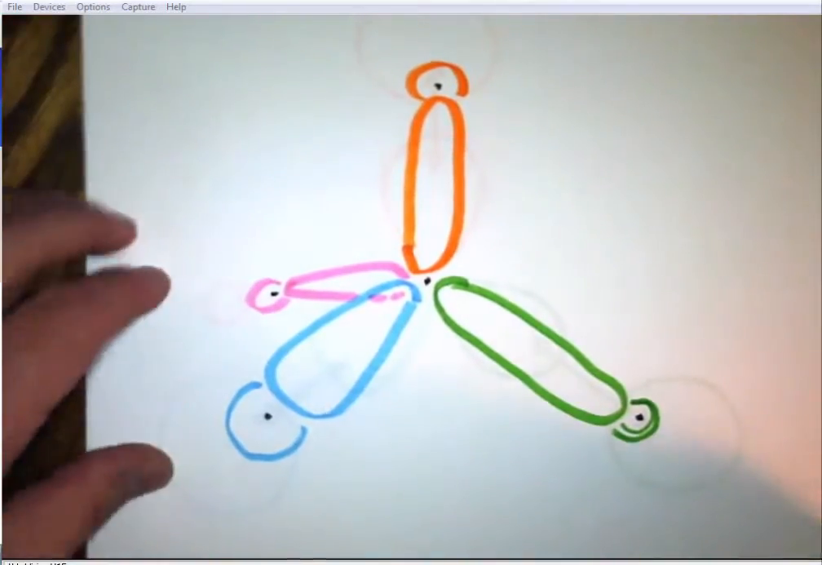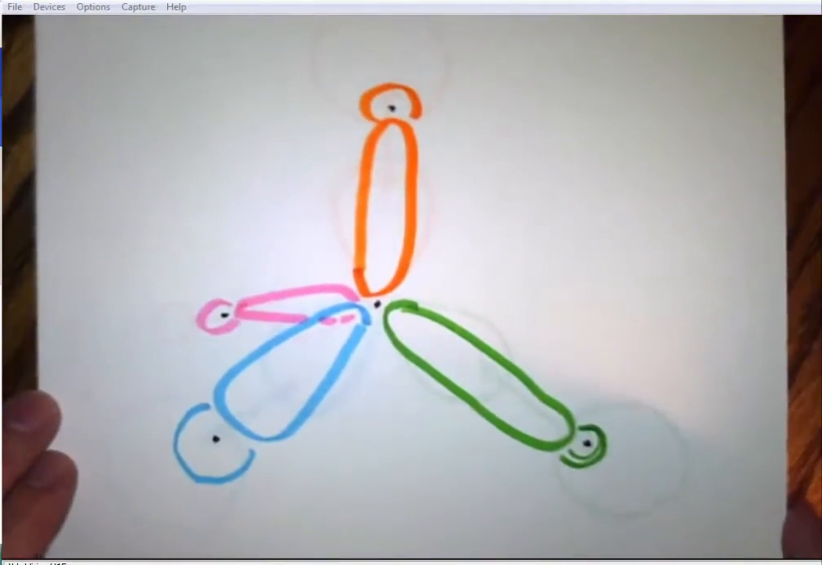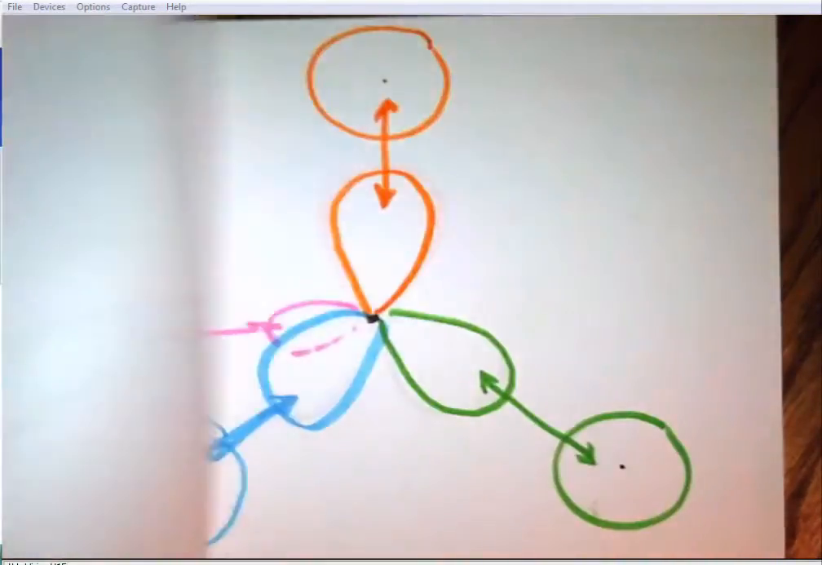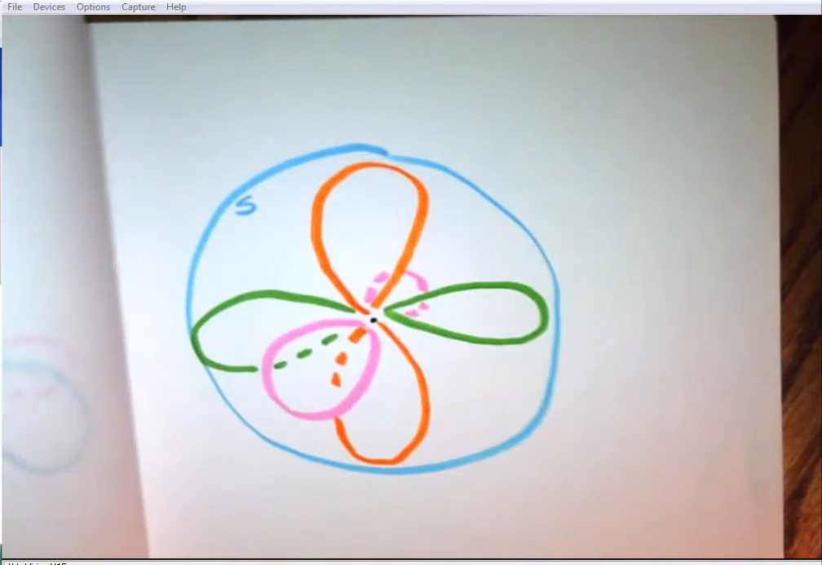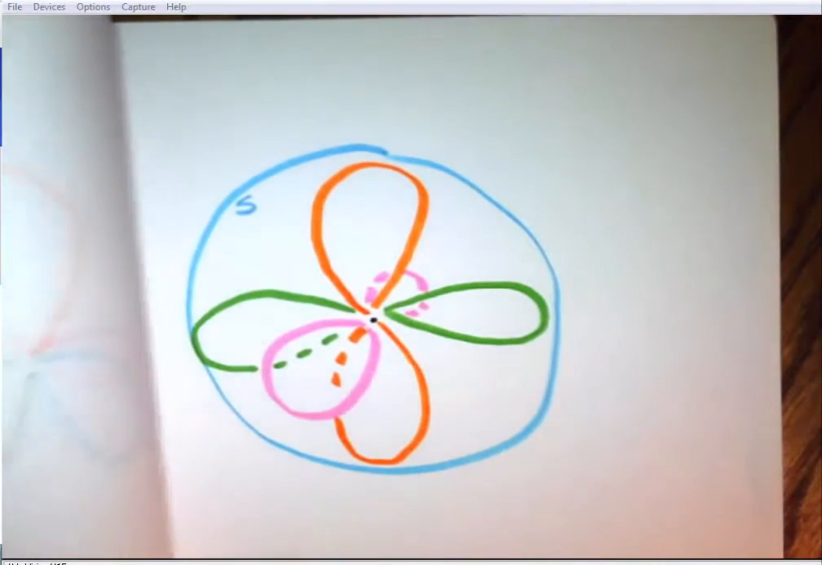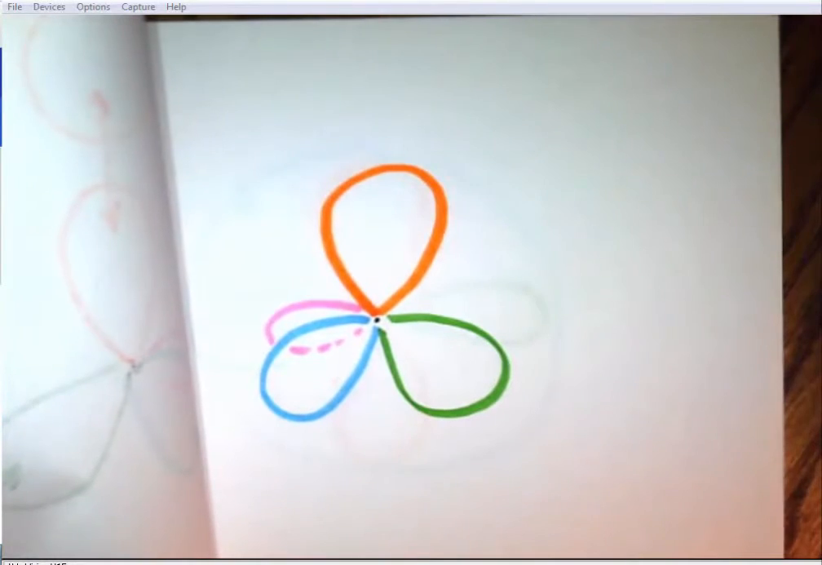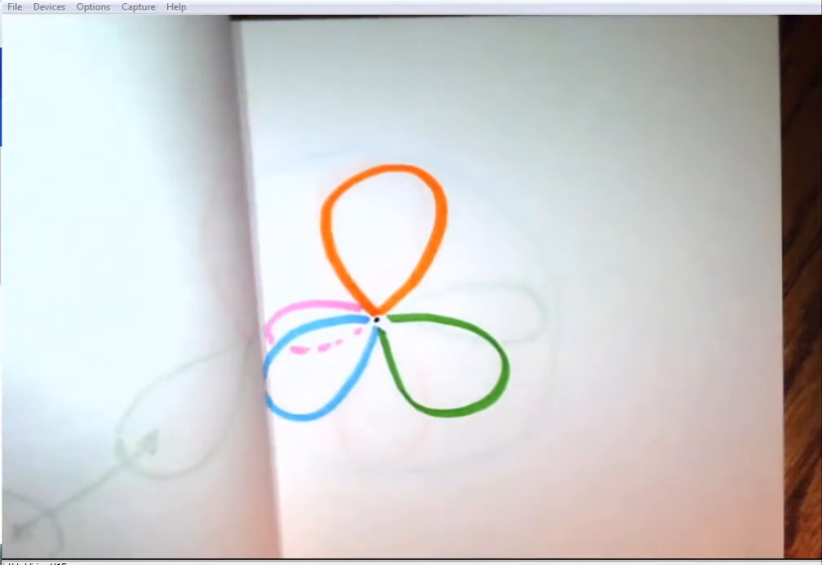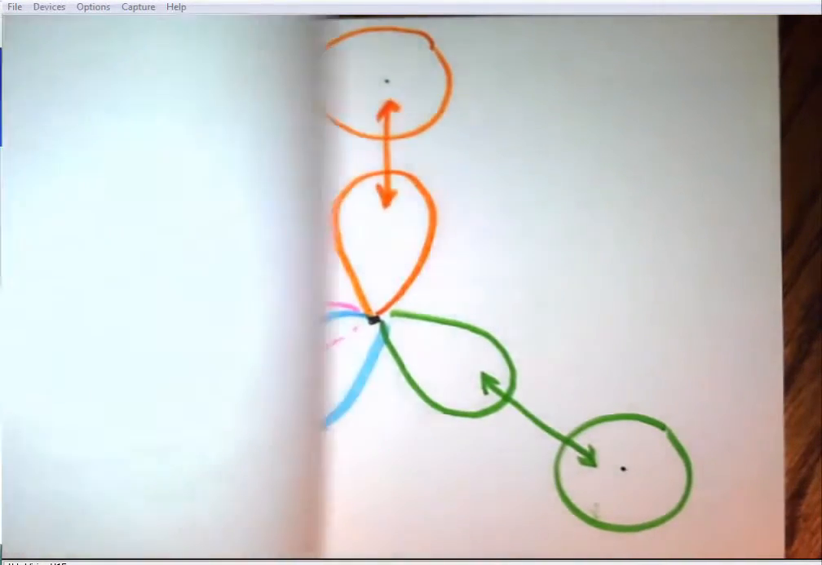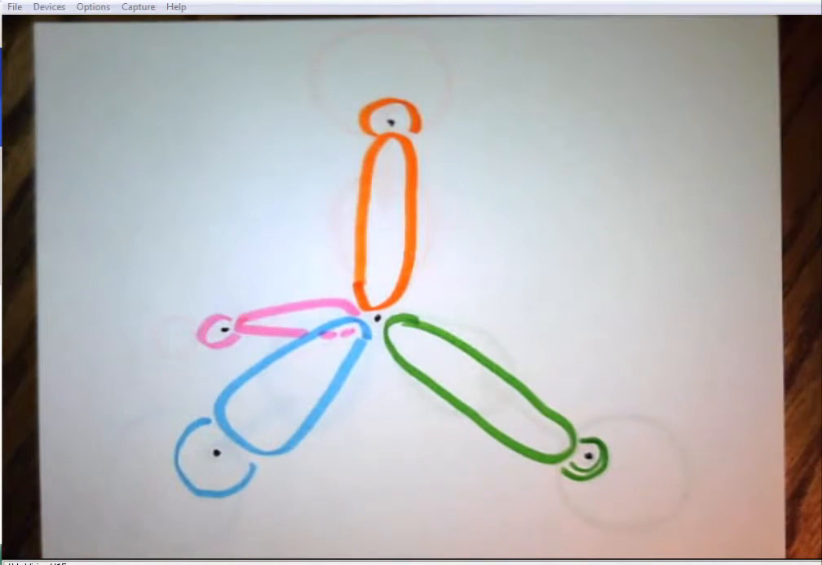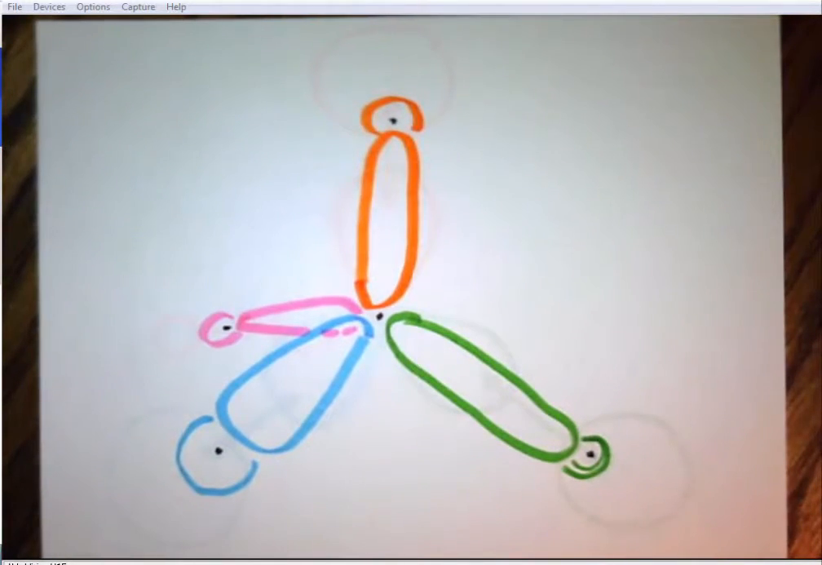Let's review. All right, we went from unhybridized orbitals, hybridized orbitals, showing how they're going to bond, and finally what happens when they did bond. How's that? That makes sense? Okay. You're still drawing? Okay, that's fine.